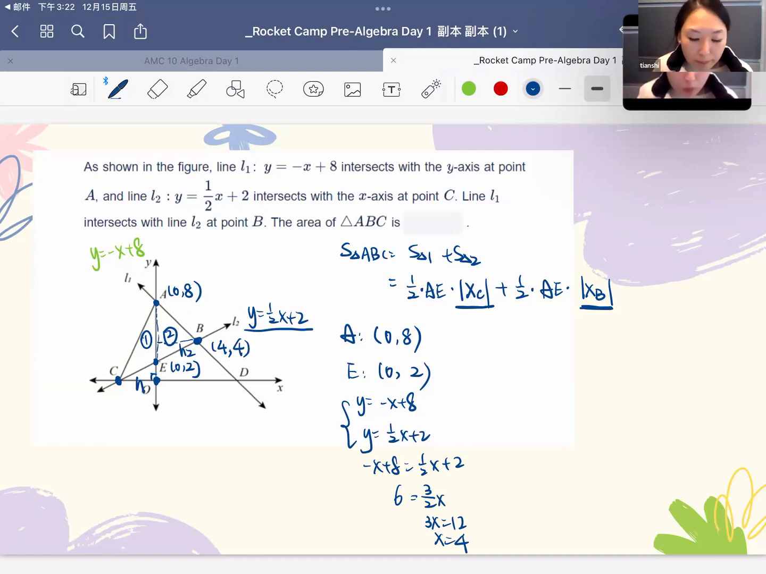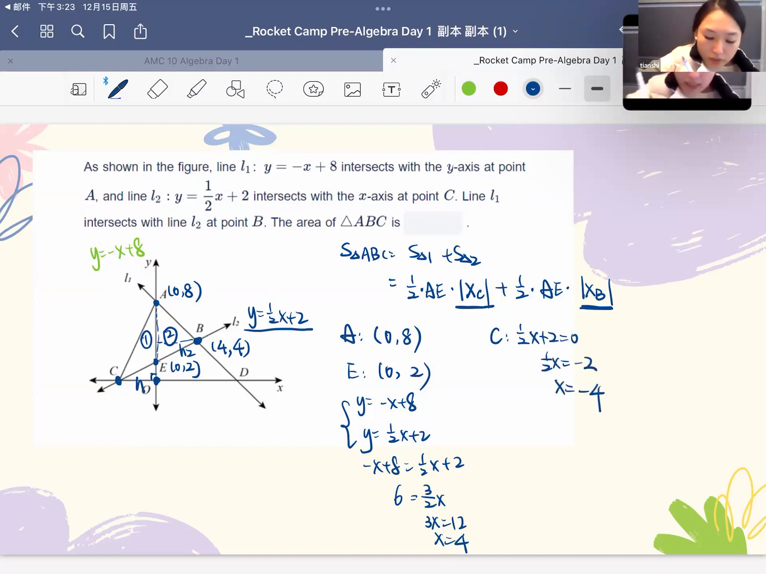What about the coordinate for C? For C, this is the intersection of line 2 and the x-axis. So this is when y equals 0. So for C, a half x plus 2 equals 0. So 1 half x equals negative 2, x equals negative 4, right? So this point is (negative 4, 0). And after calculating all the values, we are able to find the final answer, okay?